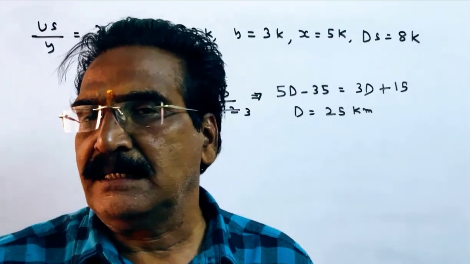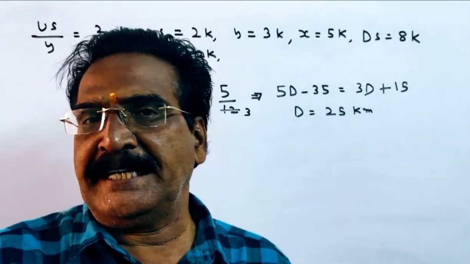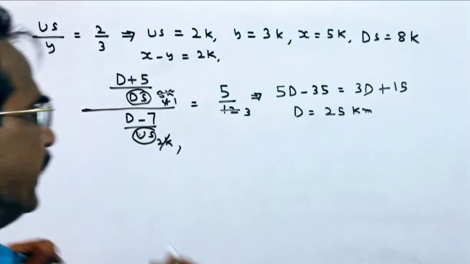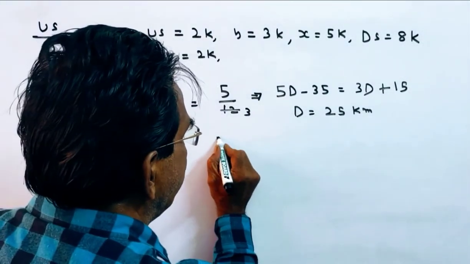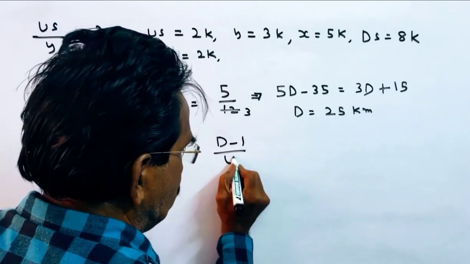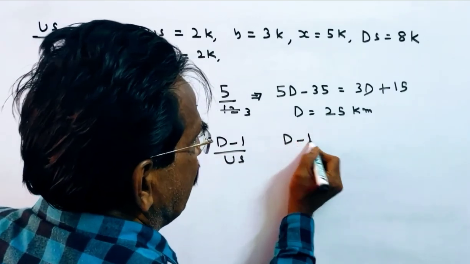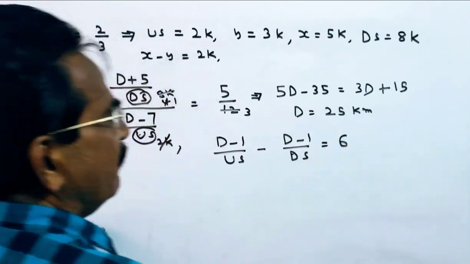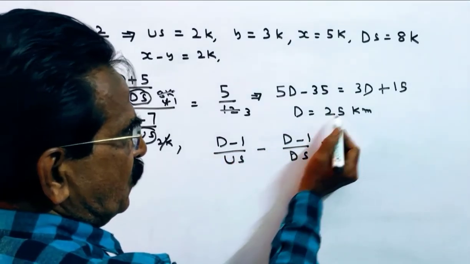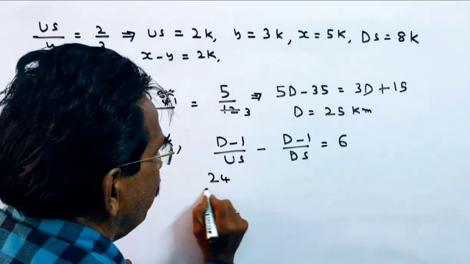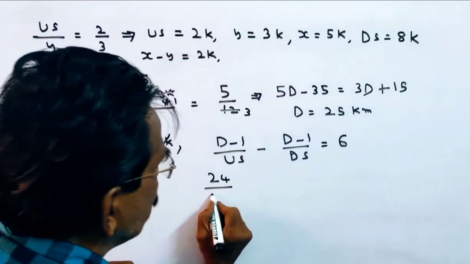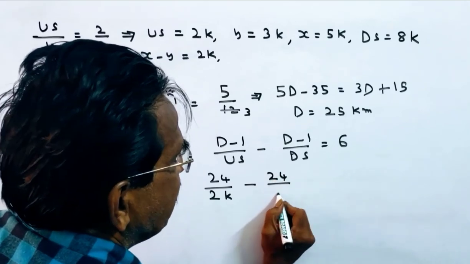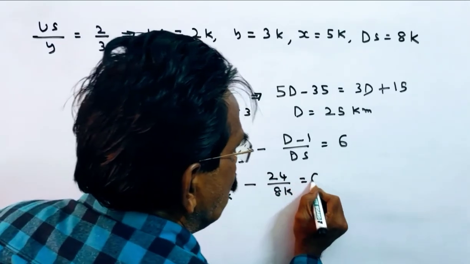Friends, now let us take up the third statement. What is the third statement? The difference between the times taken to travel d minus 1 kilometers in upstream and d minus 1 kilometers downstream is equal to 6 hours. Friends, d minus 1, 25 minus 1, is 24 by US. US is equal to 2k, minus (d minus 1), 24 by DS, 8k, is equal to 6.